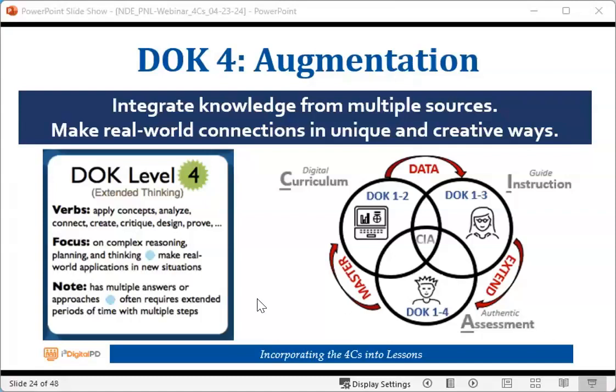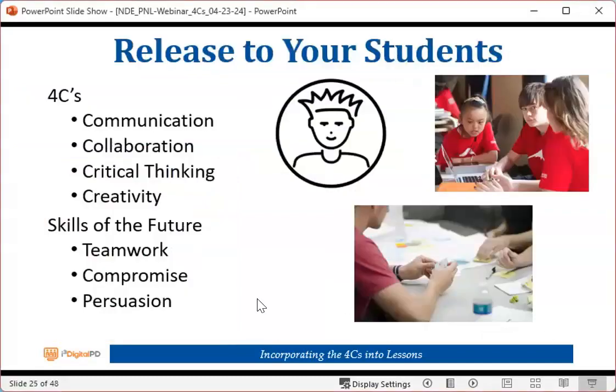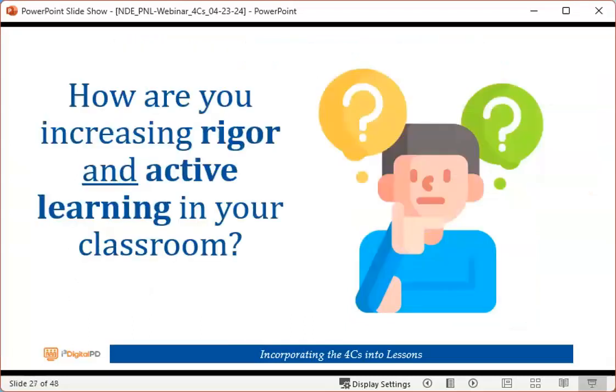So I want you to take a moment out, and I want you to think about how you're doing this, how you're releasing to your students through communication, collaboration, critical thinking, and creativity, which is our 4 C's, as well as how are you building skills for the future, that teamwork, that compromising, that persuasion, those things that they need. And the way we can do that, how are you increasing the rigor and the active learning in your classroom? How are you doing that?